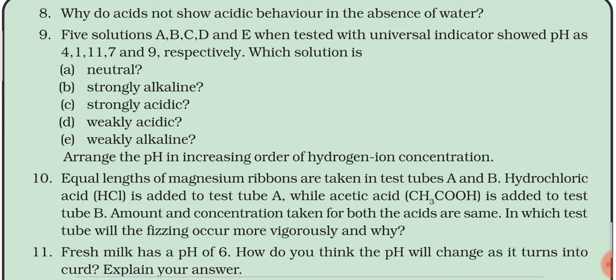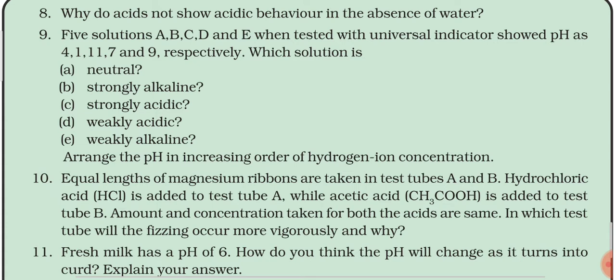So what you have to do is take equal lengths of magnesium ribbon, as we have discussed that generally magnesium metal comes in the form of ribbon, and that is why it is said to be magnesium ribbon. So you have to take equal length, equal size of magnesium ribbon, and you have to dip that magnesium ribbon in both these test tubes.